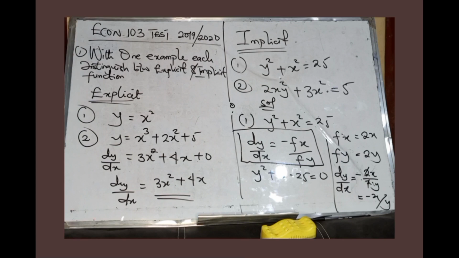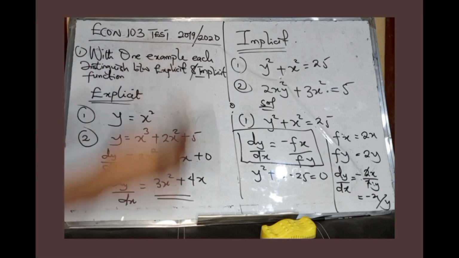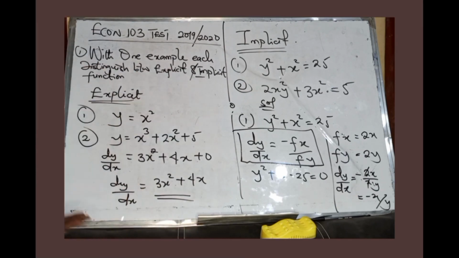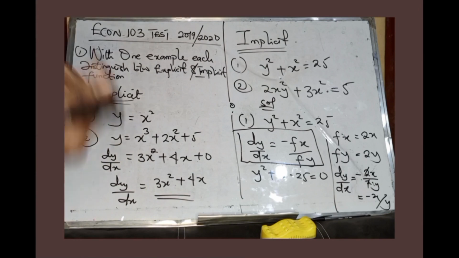To distinguish between explicit and implicit with examples: for explicit, they are separated, with variable y on one side and x on the other. You can just differentiate using the power rule. But when we come to implicit, the variables are mixed up, and this is the formula to solve using implicit. So I hope this meets you very well. Let's look forward to question number 1b this time around.